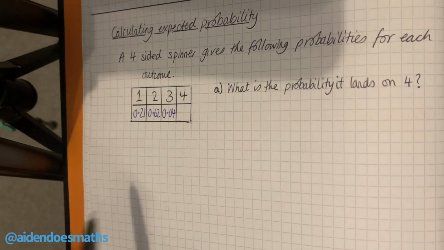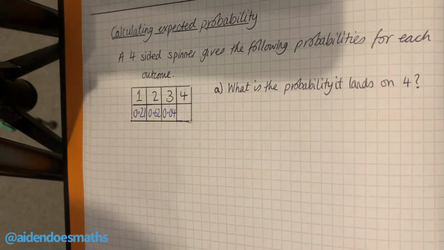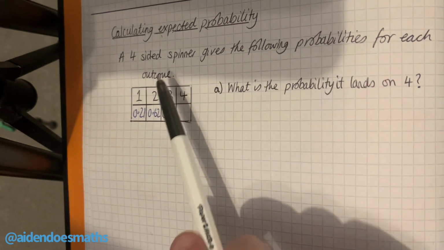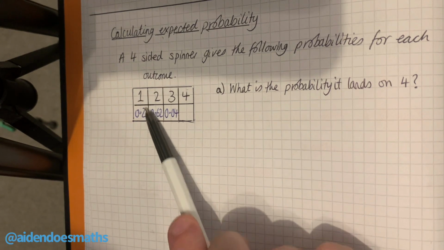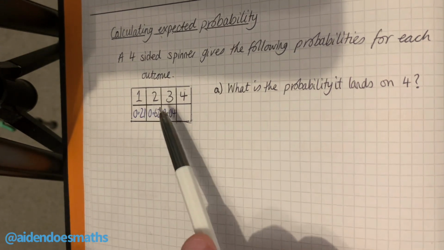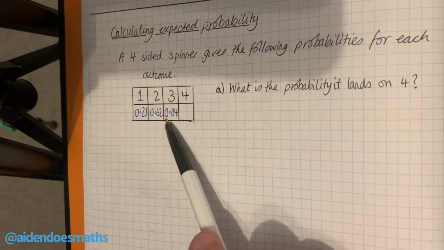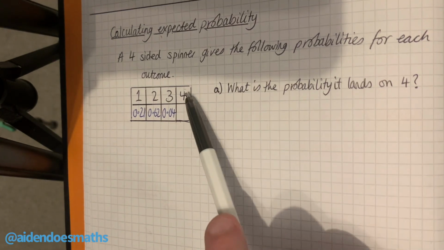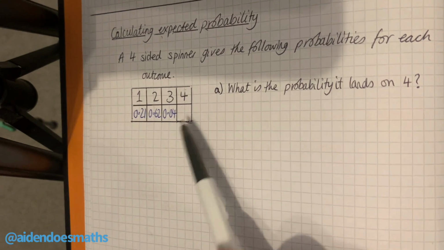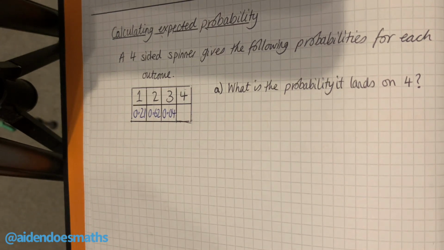So for example, if we look at this table in this question here, which we're going to work through, a four-sided spinner gives the following probabilities for each outcome. If it lands on 1, there's a 0.21 chance. If it lands on 2, there's a 0.62 chance. It lands on 3 is a 0.04 chance. And lands on 4, we don't have a probability yet. So the question asks us, what is the probability that it does land on 4?